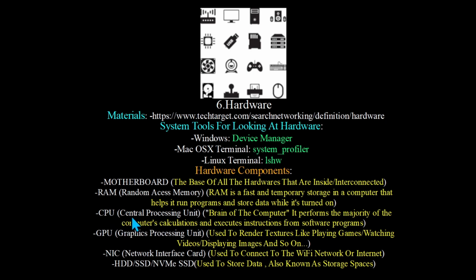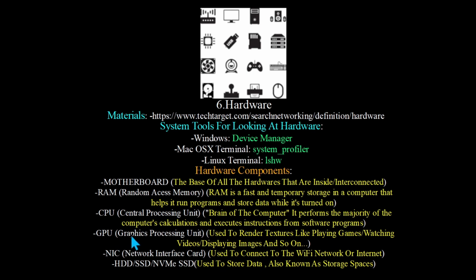The same will also apply to the CPU, the central processing unit, the brain of the computer. It performs the majority of the computer's calculations and executes instructions from software programs. So it calculates a lot of mathematical things, and a high-level CPU will also help a lot in making your computer much faster and have better speed.